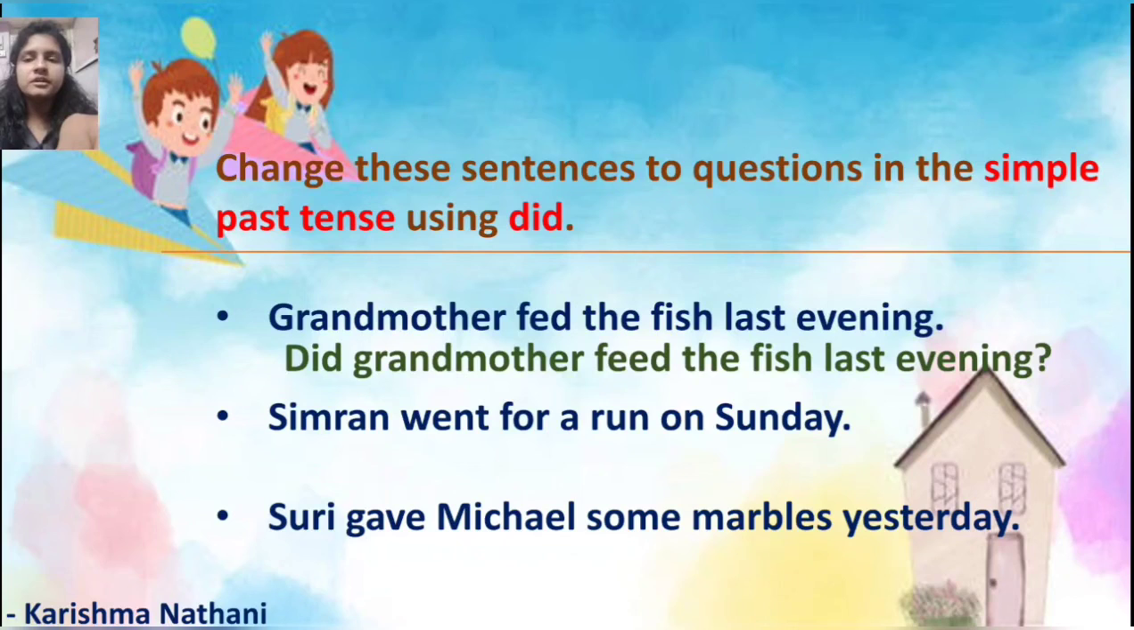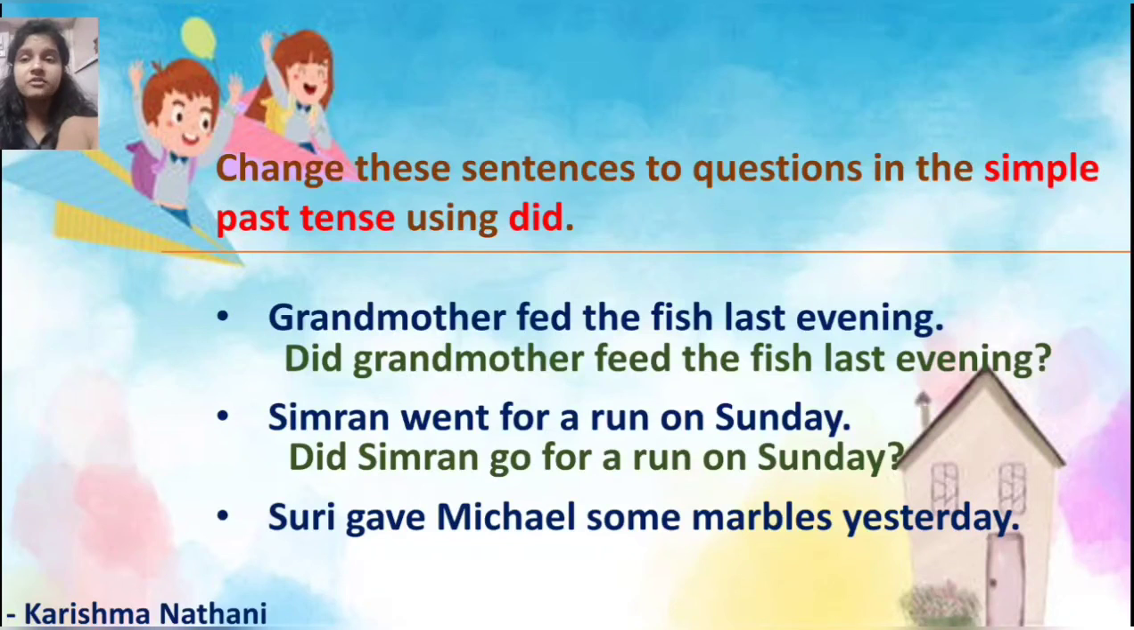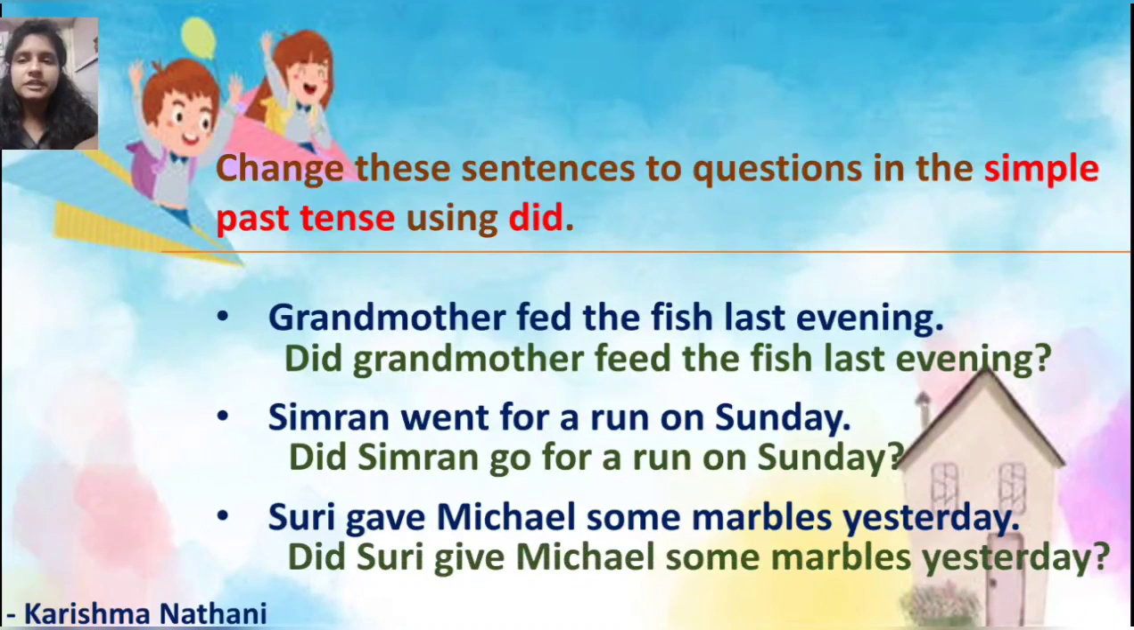Simran went for a run on Sunday. Did Simran go instead of went? Because went is a past form of go. Did Simran go for a run on Sunday? The next is: Suri gave Michael some marbles yesterday. Did Suri give, because gave is a past form and we have to put the present form because we are using did. Did Suri give Michael some marbles yesterday?